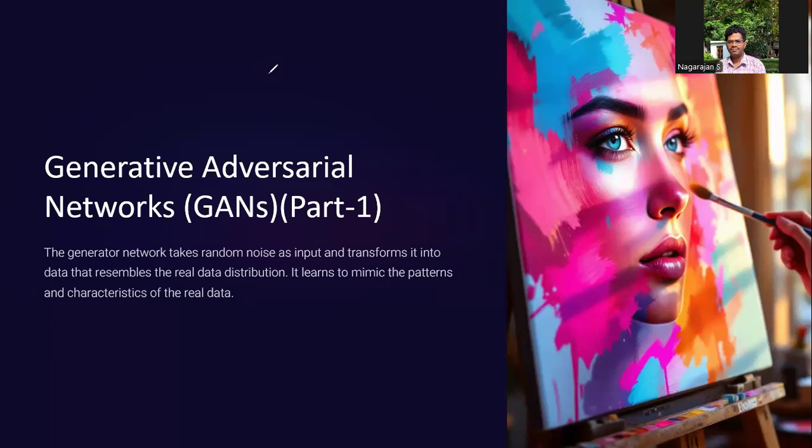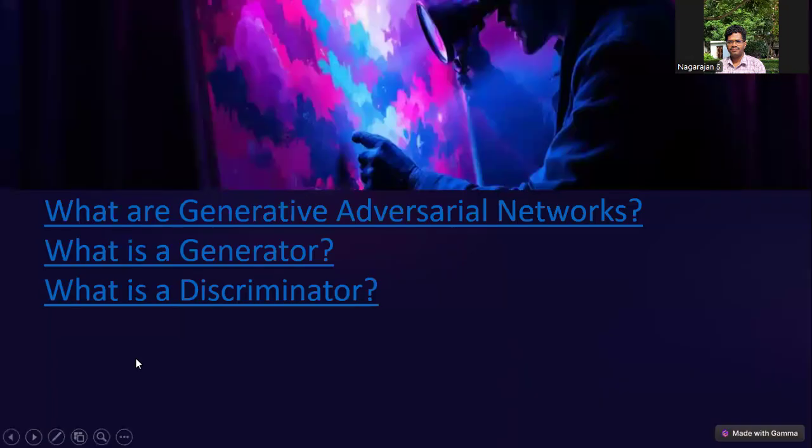Today we are going to continue the important topic, that is Generative Adversarial Network, the GAN network, part 1 video. Here we are going to discuss what GAN is, and what a generator and a discriminator are, with a simple example. In the upcoming sessions, we are going to discuss the working method and everything, because it will be very useful for beginners and for those who want to learn about GAN properly.